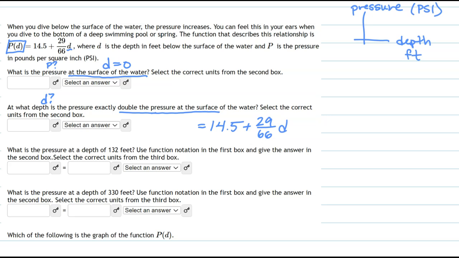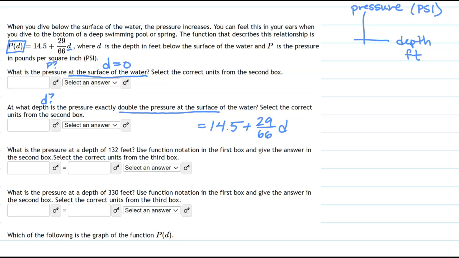What is the pressure at a depth of 132 feet? And they want you to use your function notation. So yeah, maybe it's a bit of a function notation piece, and I don't think that's a hole you have. That's definitely something that we're assuming is fairly new to you and is largely the territory of 151, but we want to introduce it here.